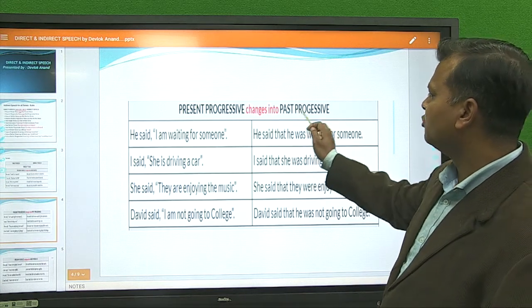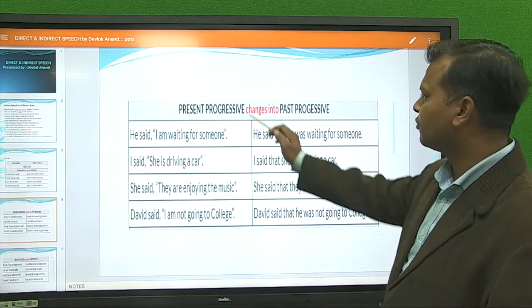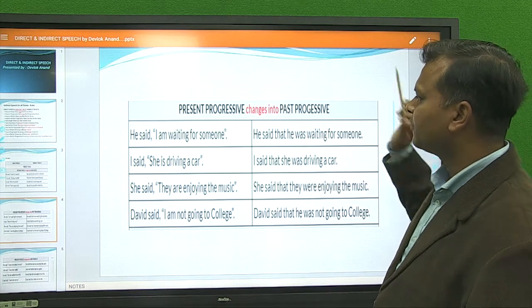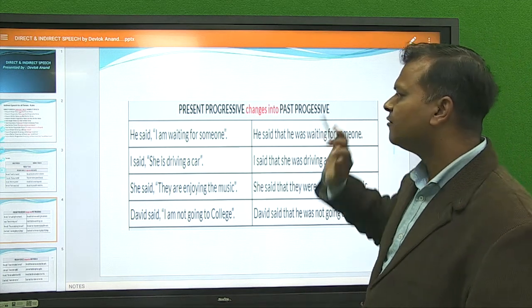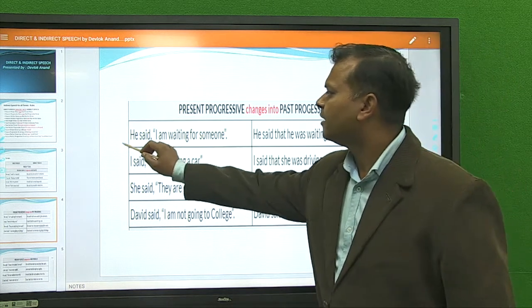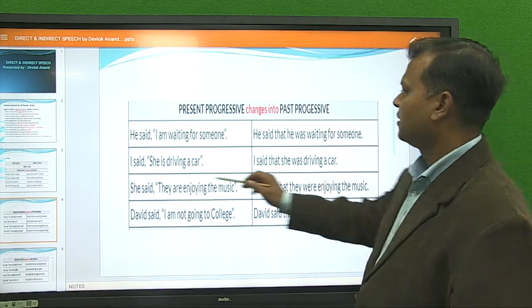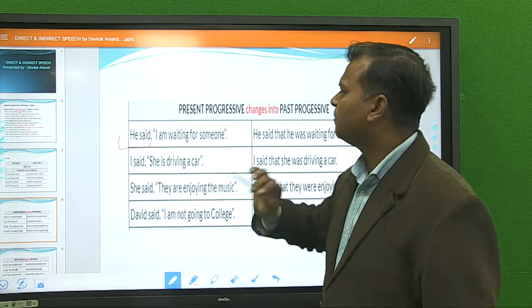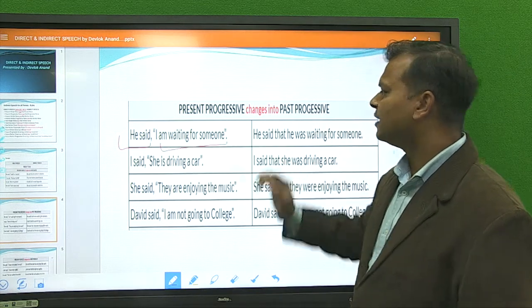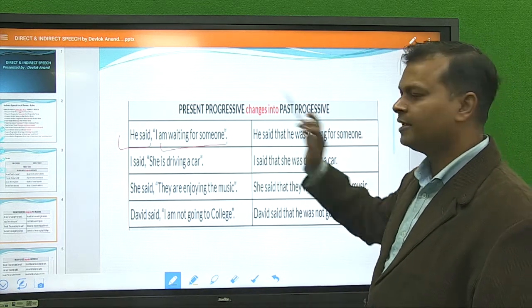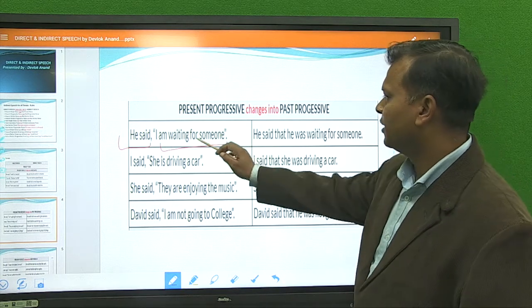Present progressive changes into past progressive. These are examples of present progressive that will change into past progressive tense. He said, "I am waiting for someone." Again, "he said" is the reporting verb in past tense, and "I am waiting for someone" is the reported speech in present continuous tense, right? So let us change it.